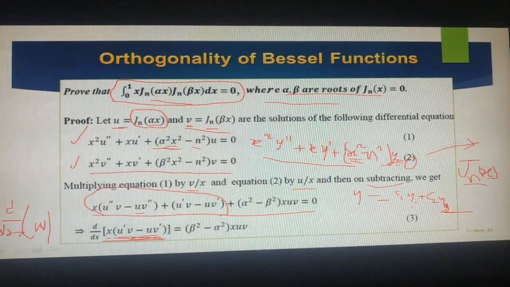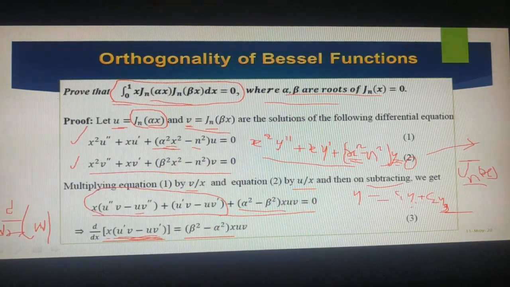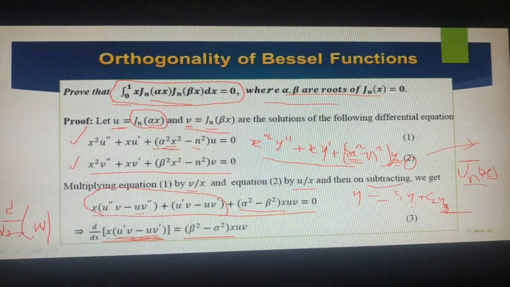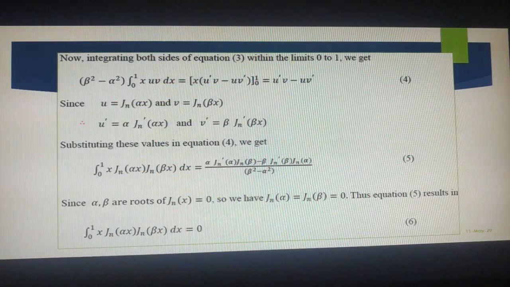And then of course this I am taking on the other side, I am writing b square minus alpha square x u v. Okay, right. Because it's a derivative, d by dx is there, and we need to go for the integration in these limits. You see the answer, we have to get the integral from 0 to 1 of x jn of alpha x jn of beta x dx, which should be equal to 0. So to do that I am applying integration on both sides with the limits of 0 to 1. So now I am integrating both sides with the limit 0 to 1.